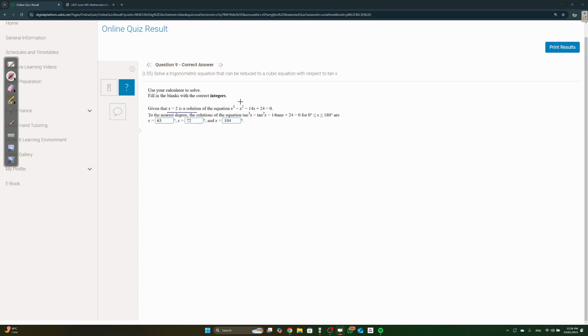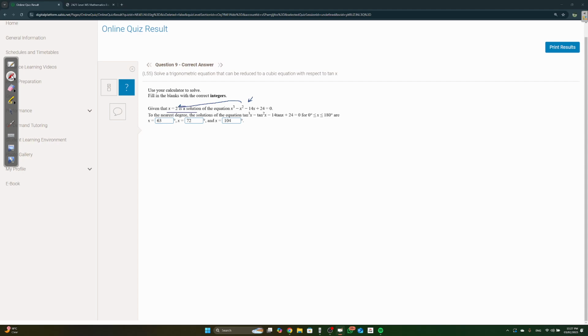So can I divide x cubed minus x squared minus 14x plus 24 by x equals 2? Yes. You know x equals 2, that means the factor is x minus 2. So we can divide by x minus 2, either by doing long division, or you can use synthetic division. I'm going to use synthetic division because it's a bit faster.